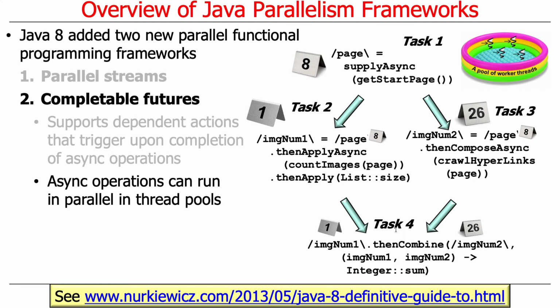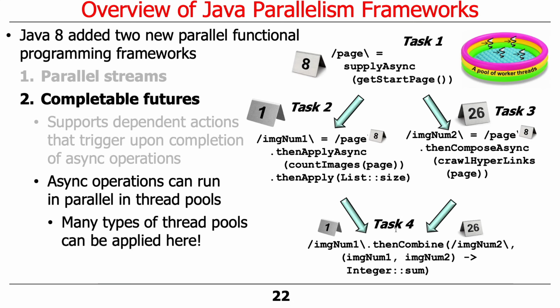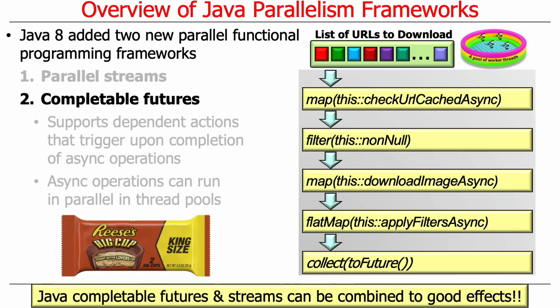And unlike the Java parallel streams framework, which uses the common fork join pool, we'll talk about that later. The nice thing about completable futures is you can define what thread pool you want it to run in. So it gives you a little bit more flexibility. You could use lots of different types of thread pools. You could use a cached thread pool, you could use a fixed size thread pool, you could use the fork join pool, you can have your own custom thread pools if you so desire.